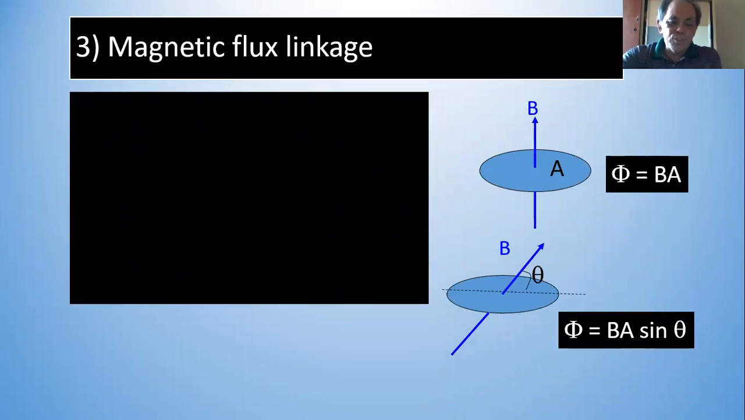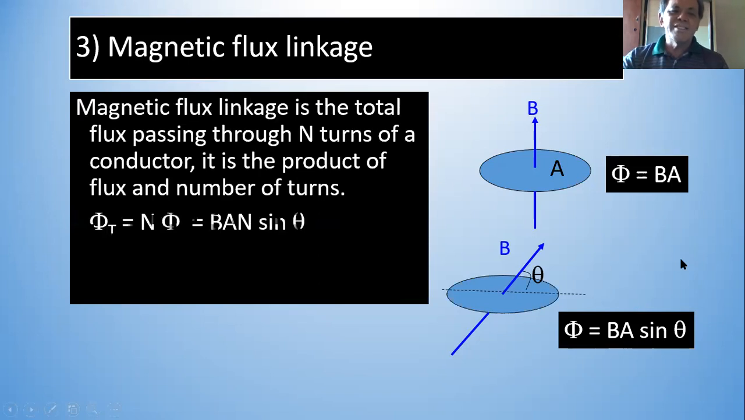Sometimes we need to use not only one coil, we need to use many turns or many coils. Then in this case, we introduce the next term, magnetic flux linkage. Linkage means total flux passing through N turns. So for one turn it is BA sine theta, then for N turns it is times N.